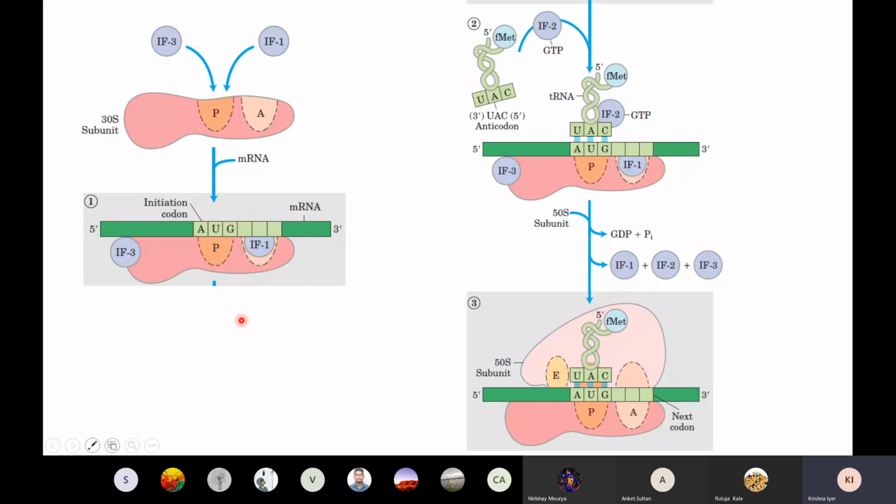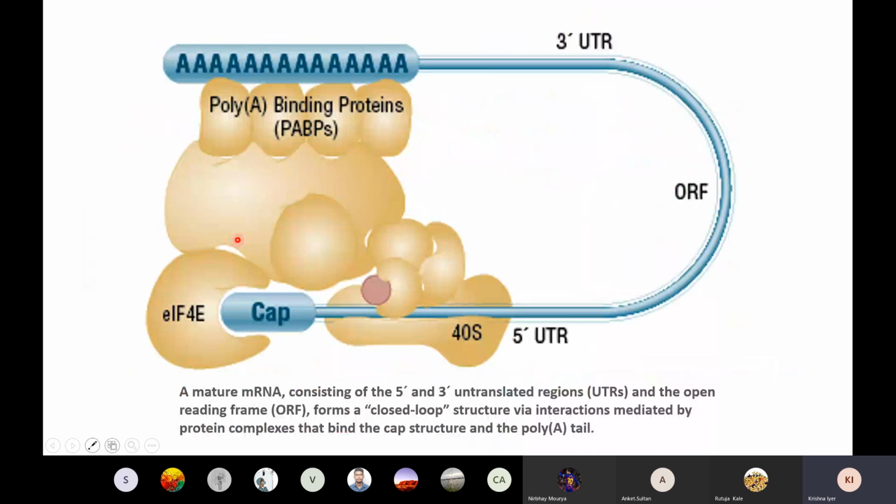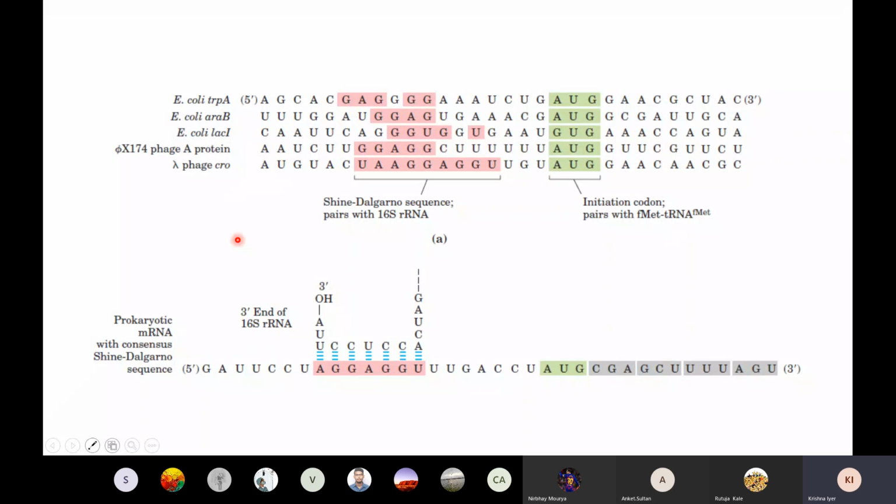Now, how does the ribosome correctly recognize which AUG should be placed on the P site, and not any AUG present in the RNA? That guiding is done by the Shine-Dalgarno sequence. All mRNAs in prokaryotic systems have this unique, purine-rich sequence, which always occurs a few bases before the AUG, the initiation codon.